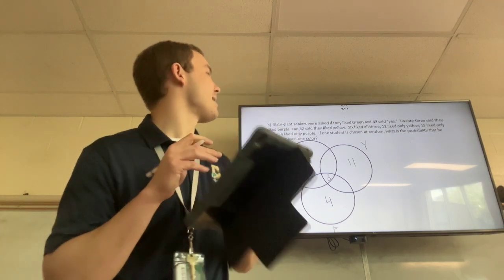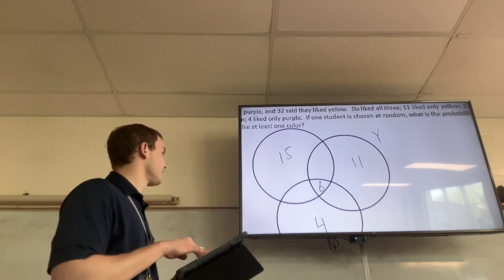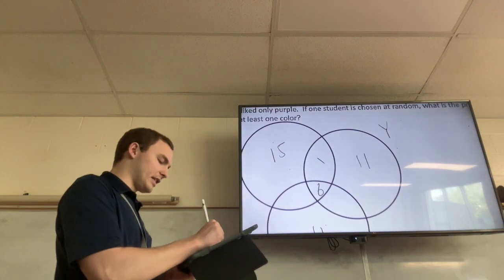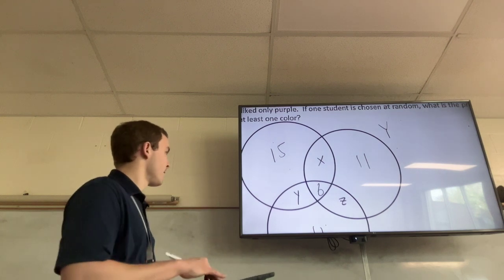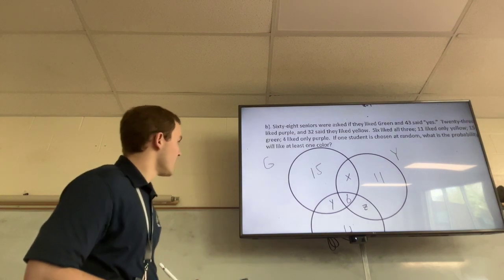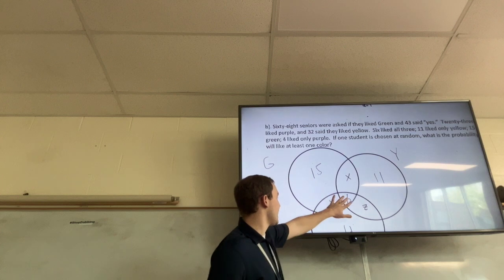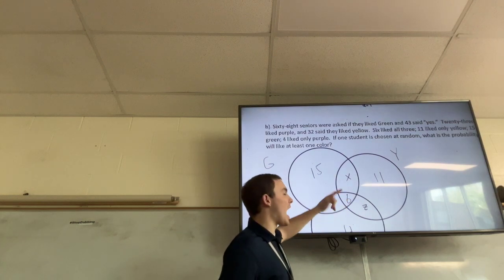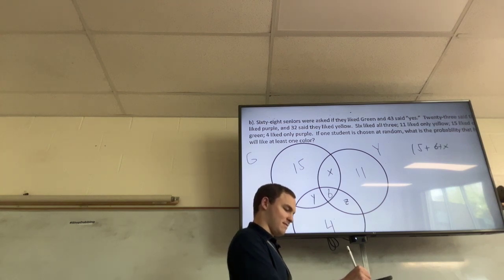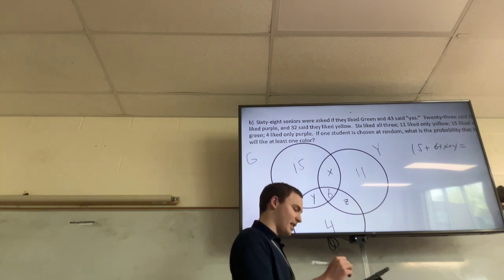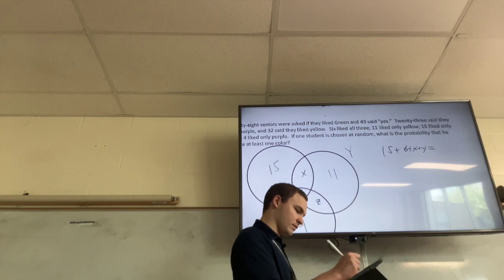Okay. Exact same thing going on here, right? Let's call this X. Let's call this Y. Let's call this Z. So 15 plus 6 plus X plus Y has to add up to what? How many like green total? 43. Okay, right?